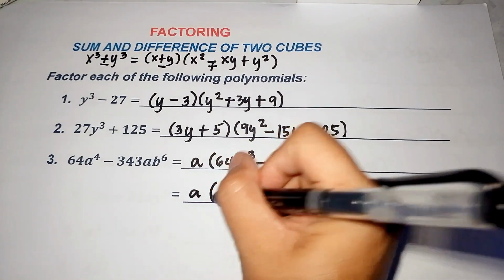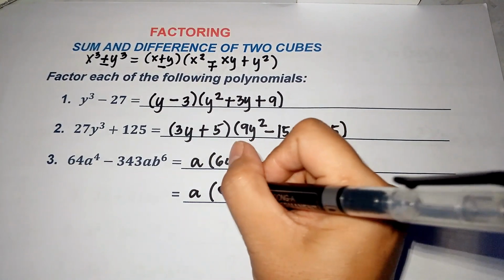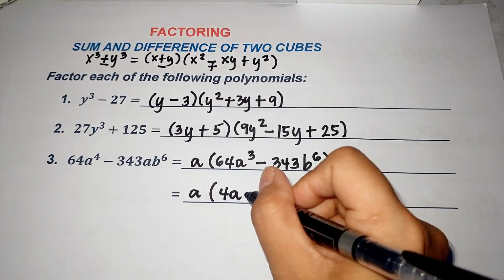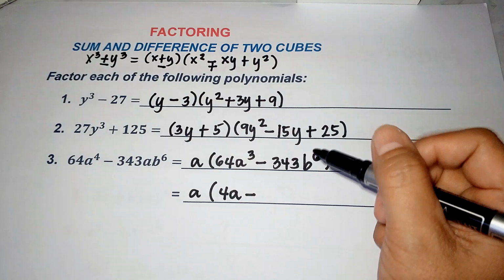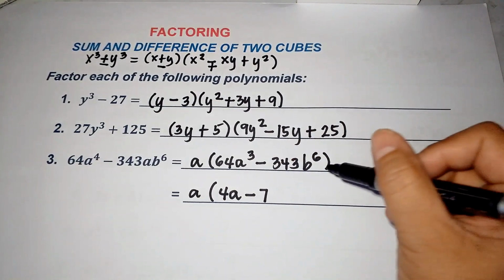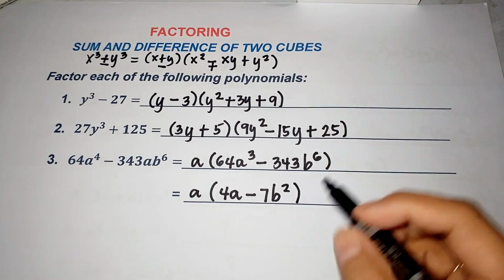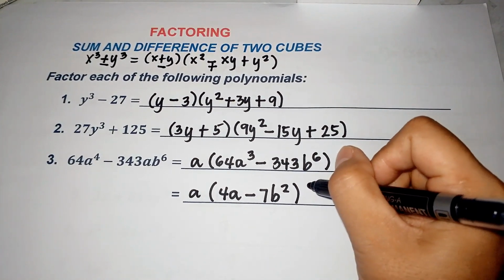We have a times the cube root of 64 is 4. Cube root of a cube is a. Then we copy minus the cube root of 343 is 7. Then b to the 6. 6 divided by 3, 2. So this is the binomial part. We get the trinomial now.